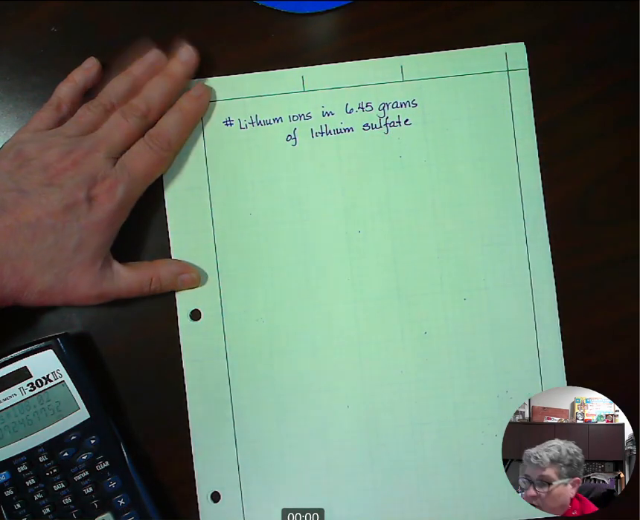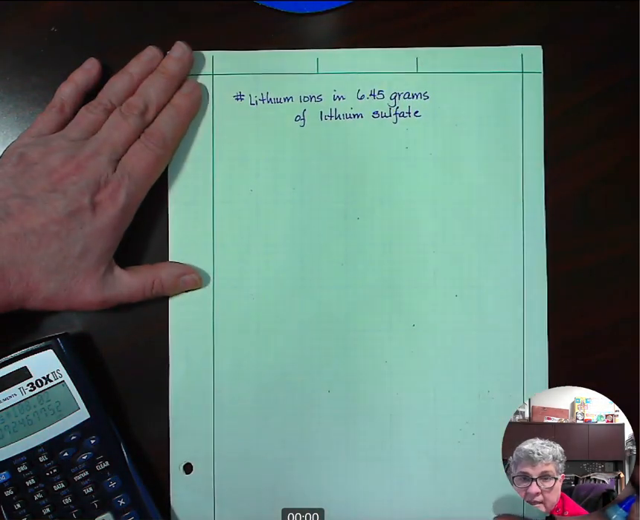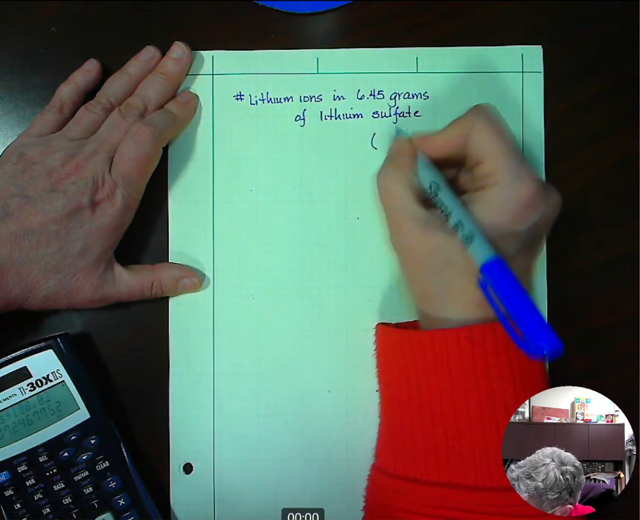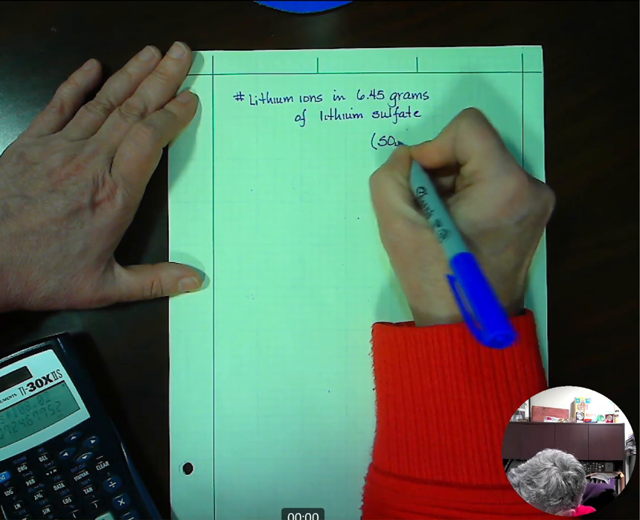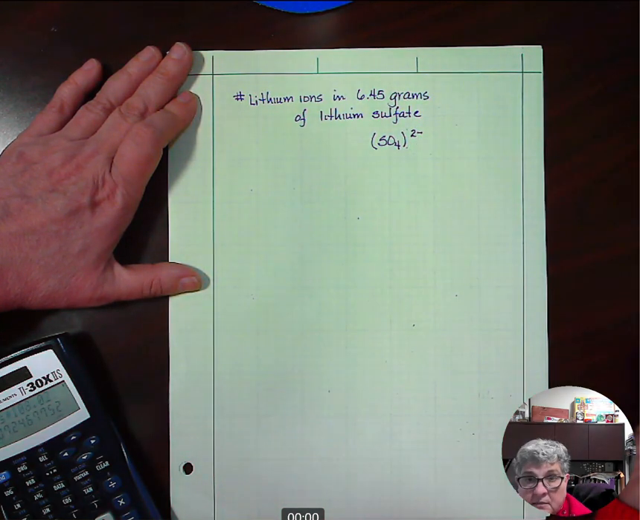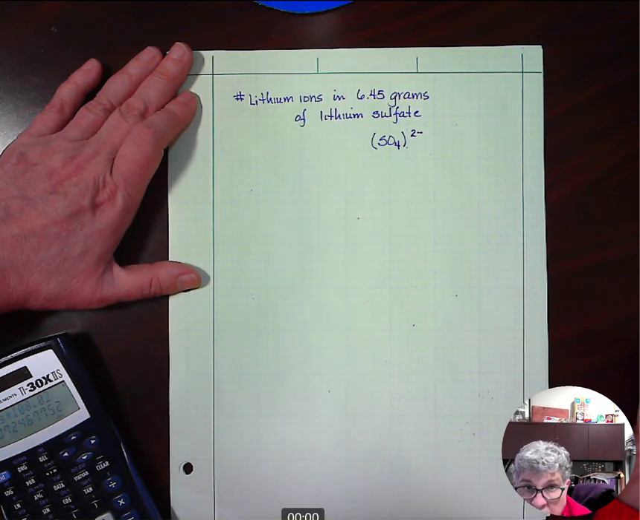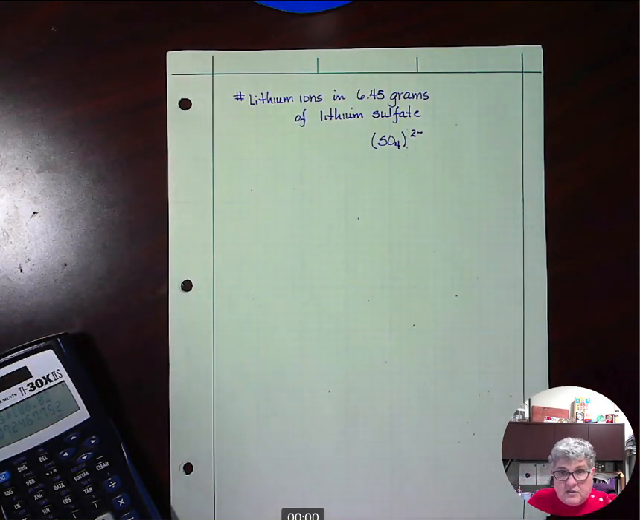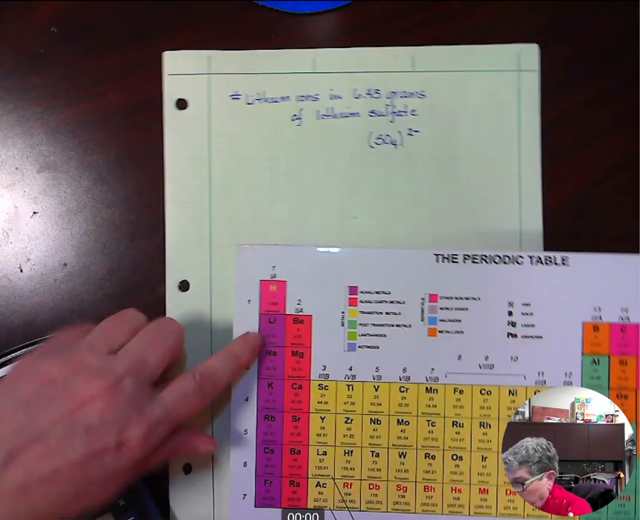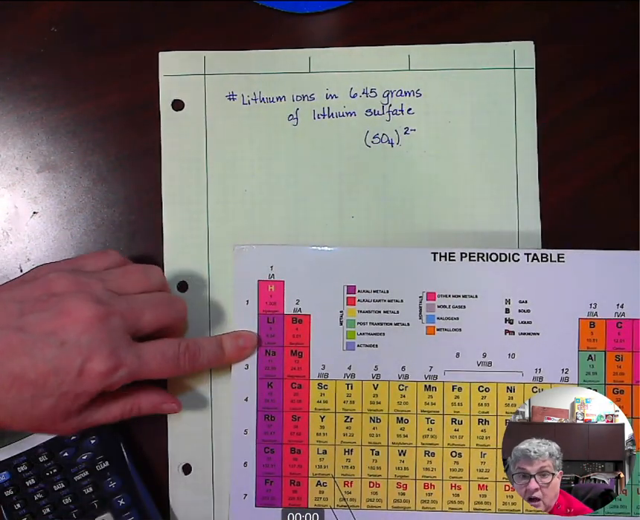Now, we looked at our sulfate a little earlier. It's a polyatomic anion. And so my lithium sulfate, sulfate is going to be SO4. And remember, this is 2 to the minus because that's my charge on there. But now we got to look at lithium. So where is our lovely little lithium atom? Our lovely lithium atom is in this first column.